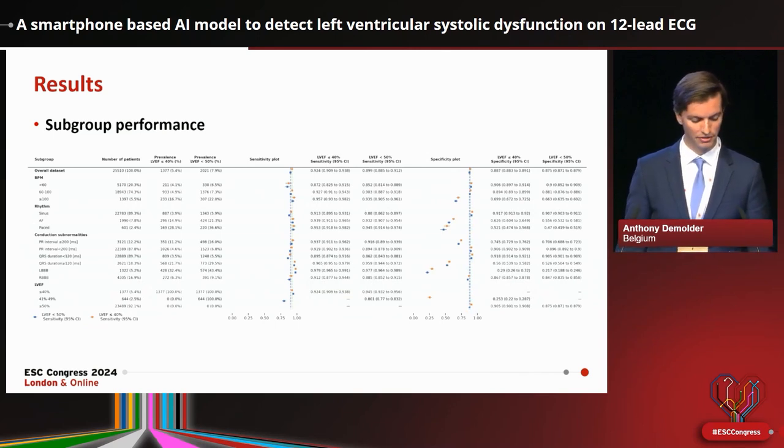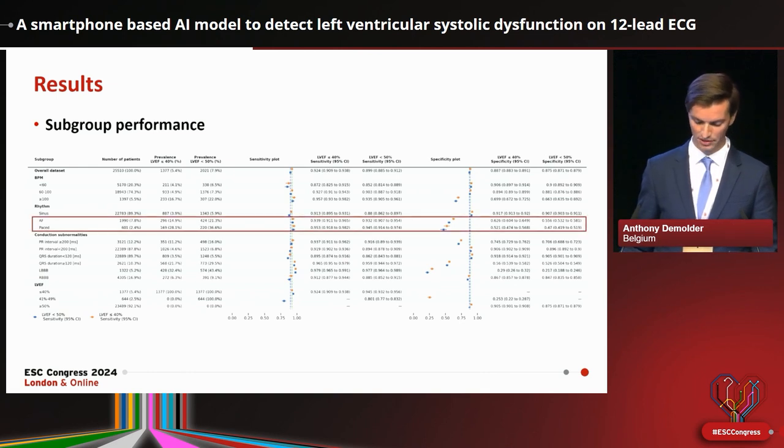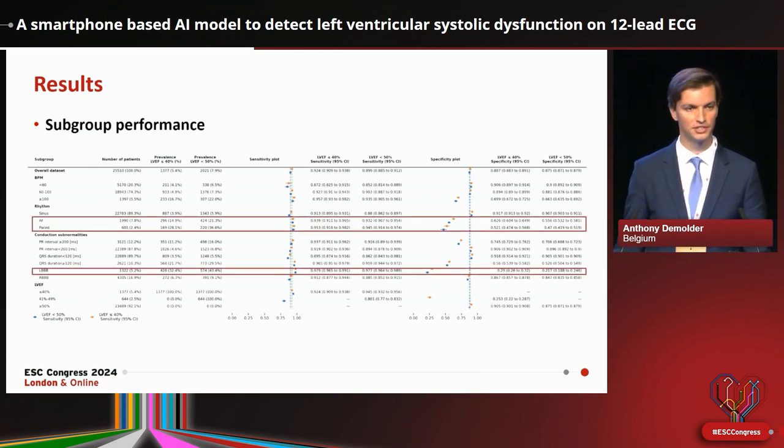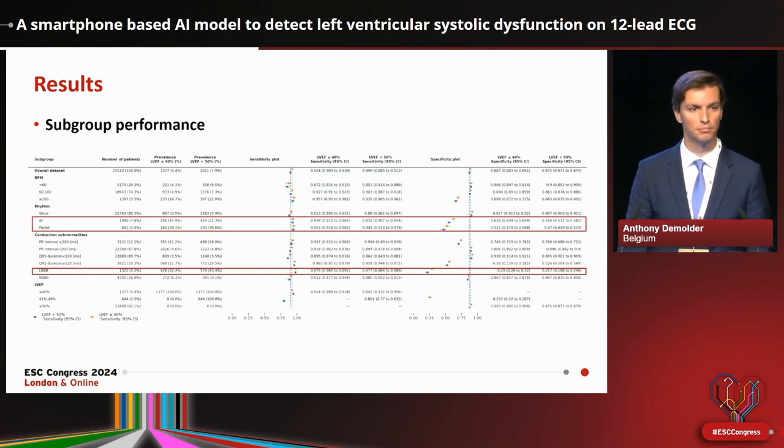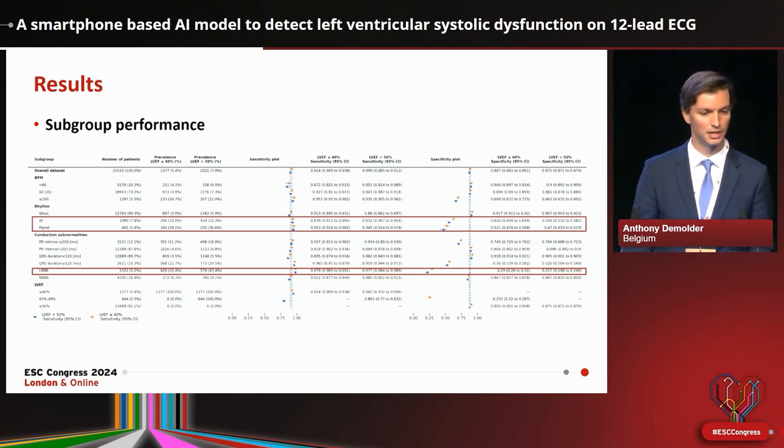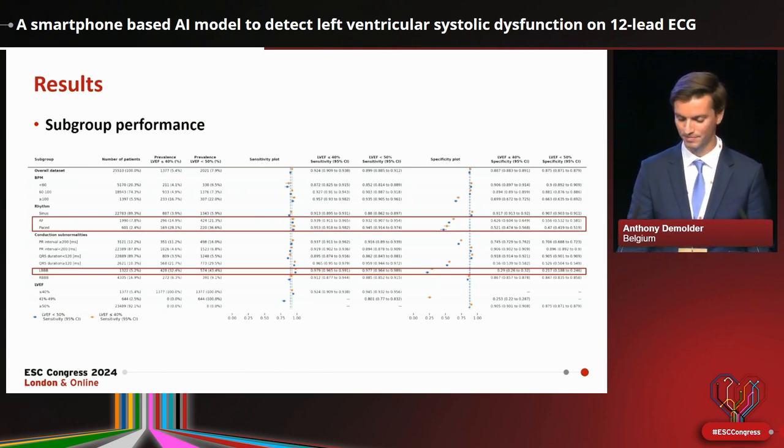Now, if we look a bit further and we look into the electrocardiographic subgroups, we saw that there are a couple of subgroups where we have reduced specificity. These subgroups include patients with atrial fibrillation, patients with a pace rhythm, but also patients with left bundle branch block. We noticed that there is a drop in sensitivity and specificity in these patients.